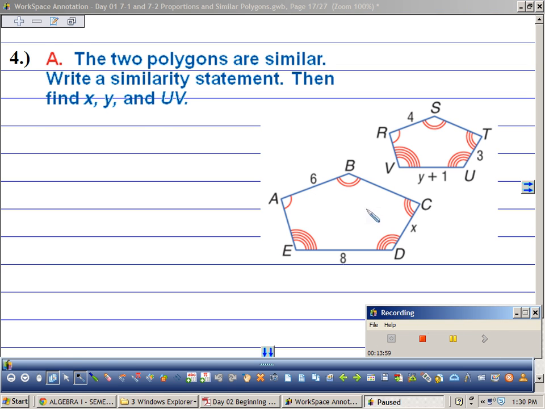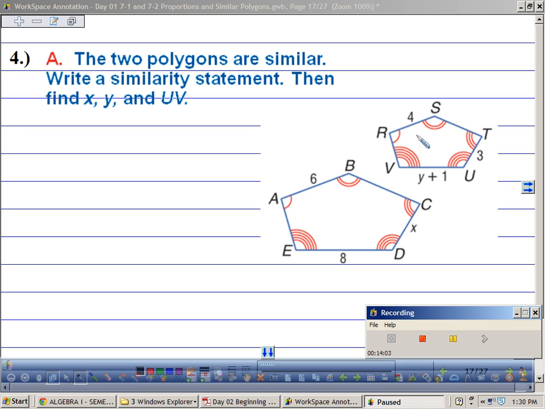Okay, so I can say that these two polygons look similar. Why do I say that they look similar? Because all the angles are congruent. A is congruent to R, B is congruent to S, right? All right, so let's go ahead, and it says the two polygons are similar. So I'm correct on that one. Write a similarity statement. Then find X, Y, and UV.